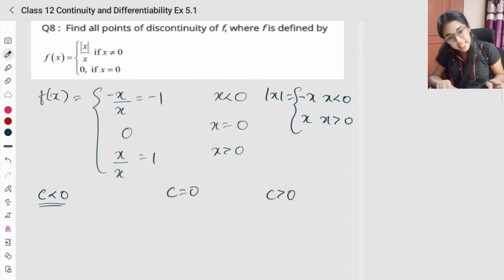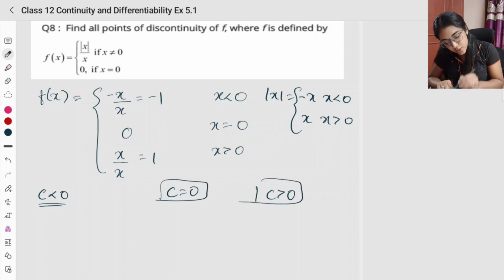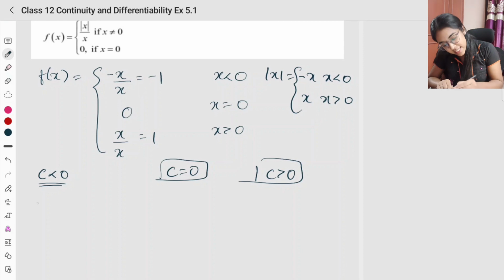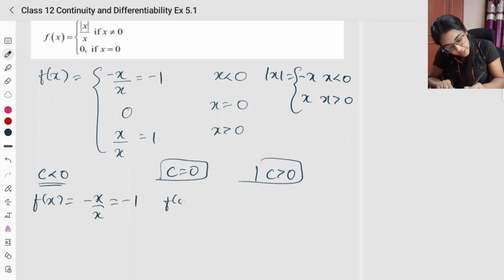Let's first see c less than 0. These are the three cases that we have to see. We'll see these two later. So I have c less than 0. For c less than 0, what is my f of x? My f of x is going to take the value minus x divided by x, which is minus 1. So what is my f of c? It is also minus 1. Now we have found f of c.